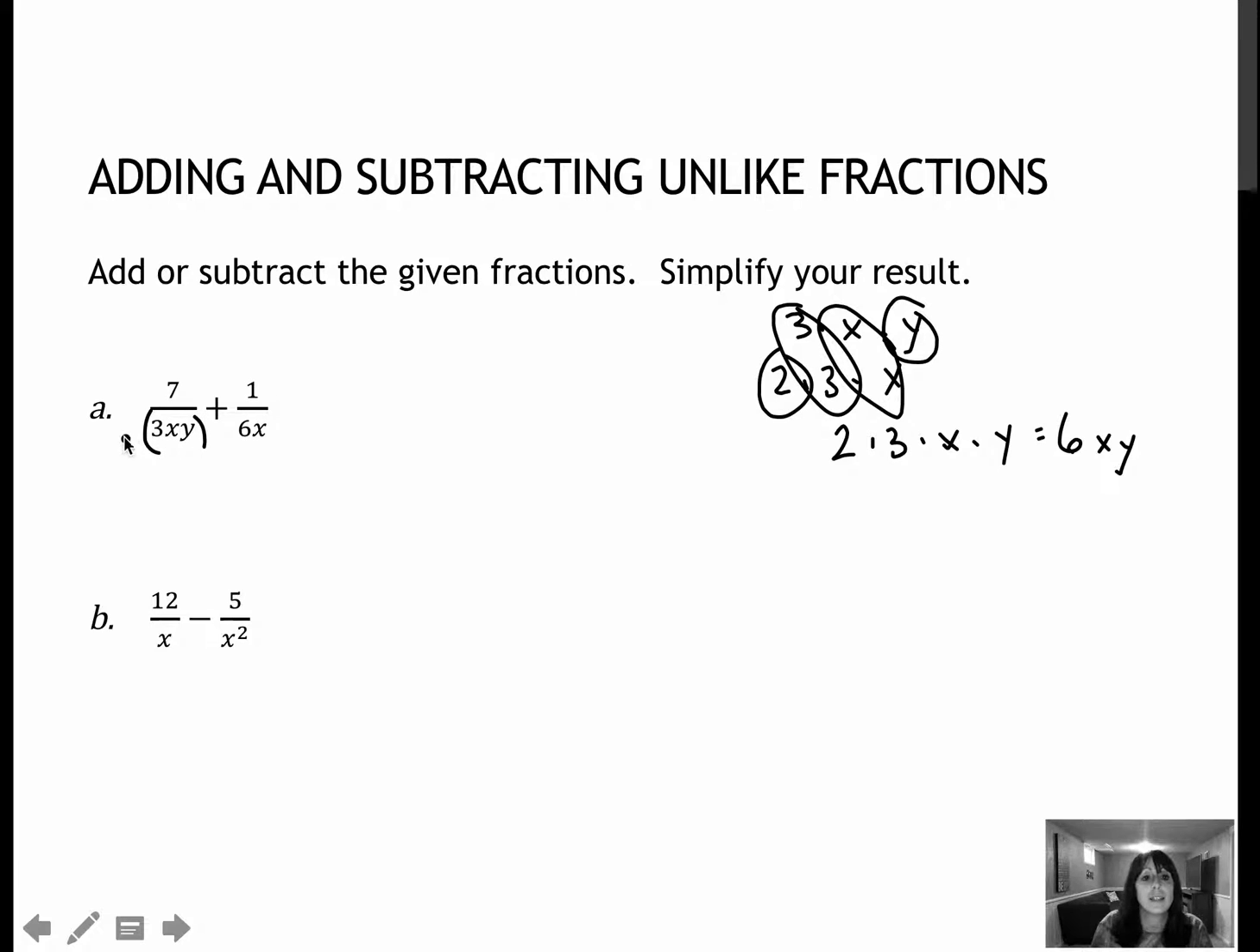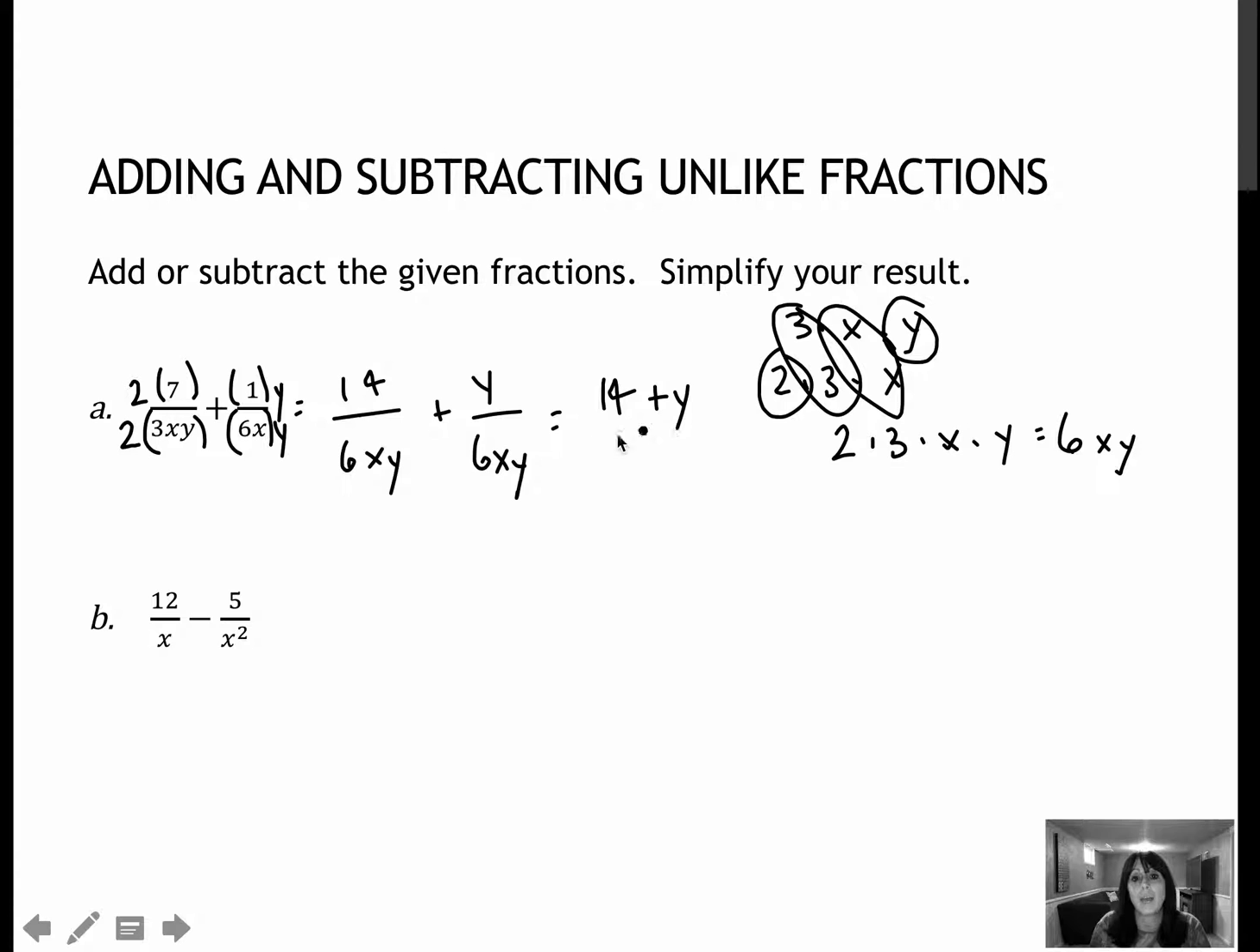So to turn this into 6xy, I would have to multiply by 2, do that on top and on bottom. So that's 14 over 6xy. And to turn 6x into 6xy, I would have to multiply it by y. So take top and bottom times y. Now I have 14 and I have y. Are 14 and y like terms? No, because 14 doesn't have a y, and obviously y does. So my answer would just be 14 plus y over 6xy. I couldn't simplify this any further because they are not like terms.